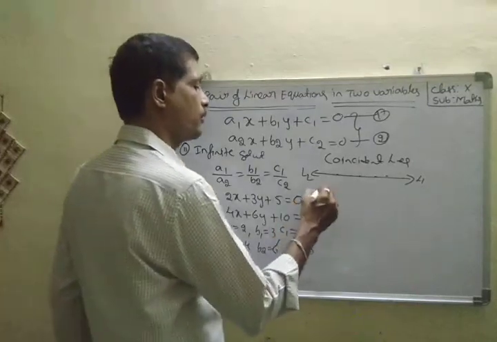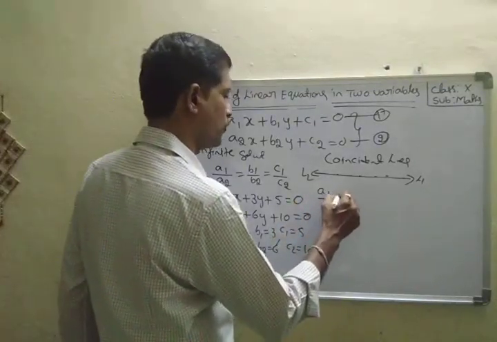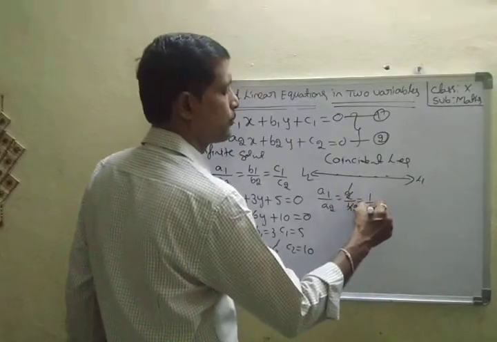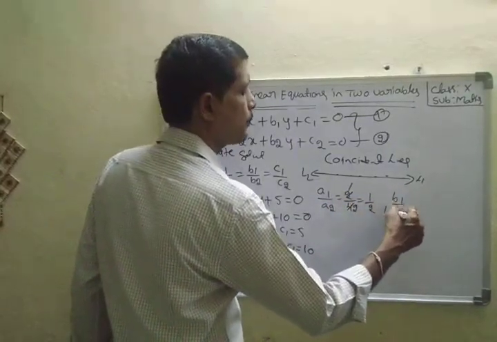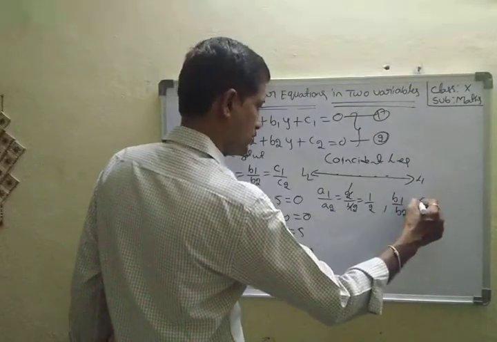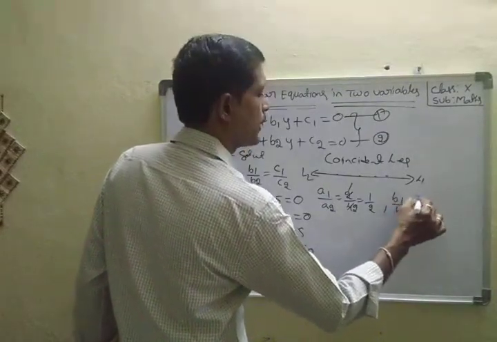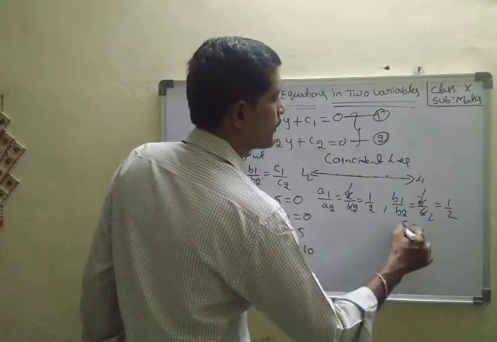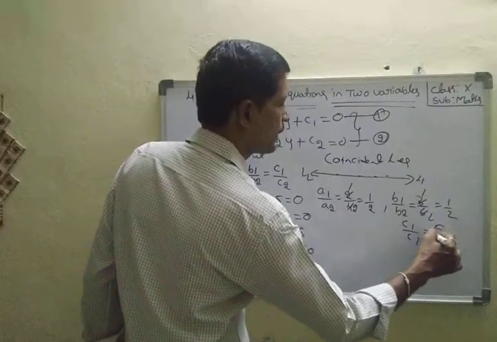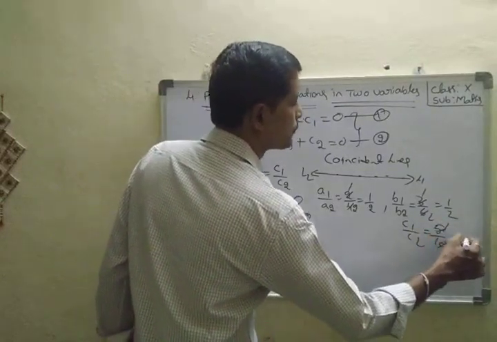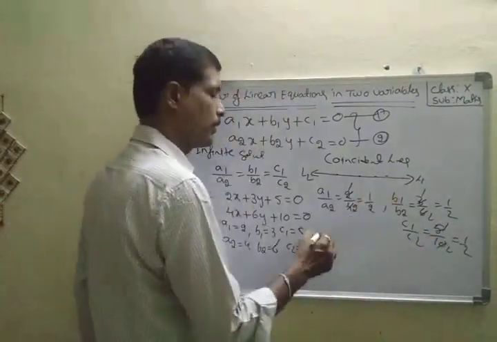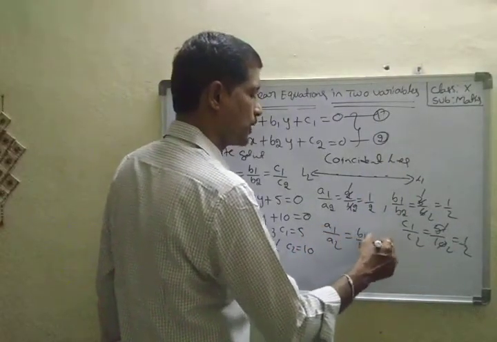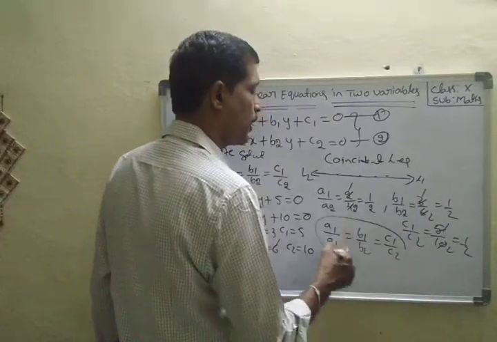Check the a1 by a2 value. a1 by a2 equals 2 by 4, which is 1 by 2. Next b1 by b2 equals 3 by 6, which is also 1 by 2. Next c1 by c2 equals 5 by 10, which is also 1 by 2. Here all values are 1 by 2. So a1 by a2 equal to b1 by b2 equal to c1 by c2. All are equal.